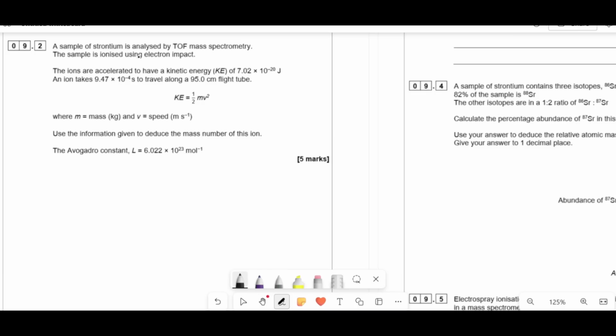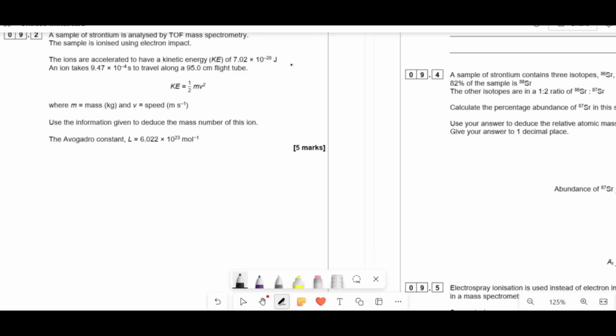A sample of strontium is analyzed by time of flight mass spectrometry. The sample is ionized with electron impact. The ions are accelerated to have a kinetic energy. So again, use the little trick I was saying before about writing the numbers down so you know who's who.